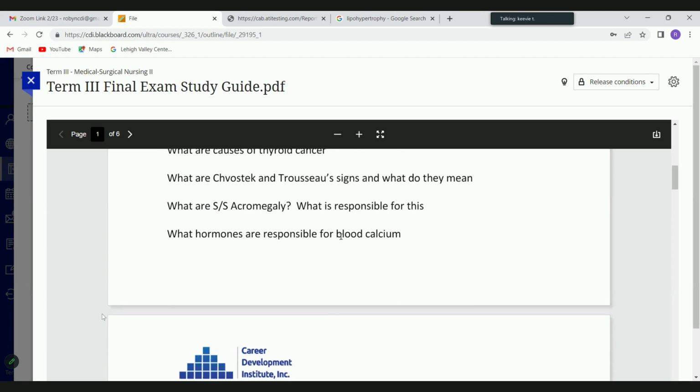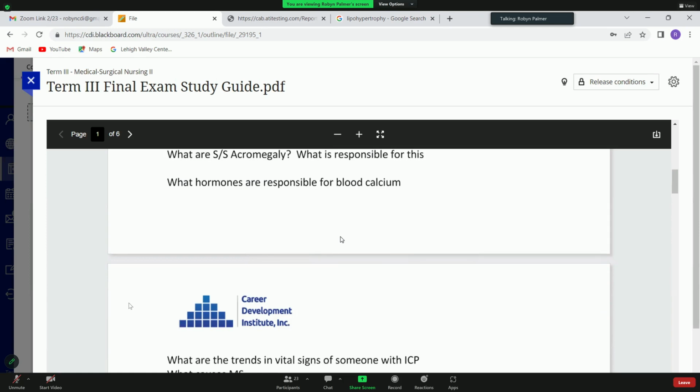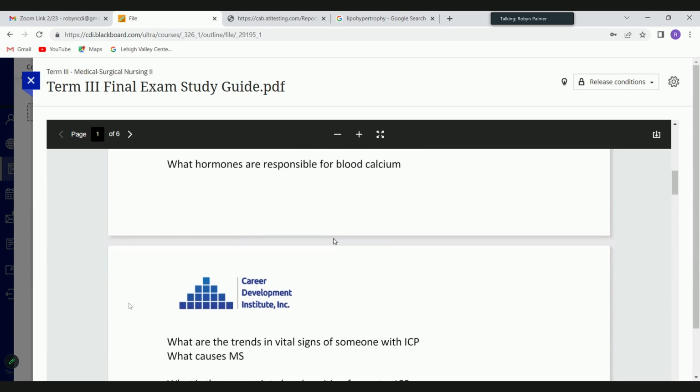Wait. See, that's how we get it wrong. That's why you have to think about it. But no, you're right. Calcitonin lowers the calcium in the blood, but what gland is responsible for calcitonin? The thyroid gland. T3, T4, calcitonin. Then the parathyroid gland secretes PTH, or parathyroid hormone, which is going to increase the calcium level in the blood.